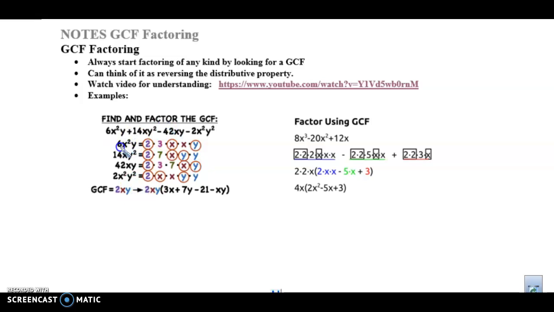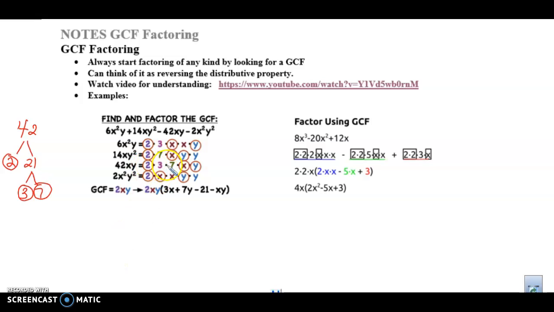And so we know that 2 times 3 is 6. And x times x is x squared, and y is just y. 2 times 7 is 14. X is x, and y squared is y and y. And then the same with the others. 42, if you did a factor tree, I know that 2 goes into it 21 times. And then I know that this is composite, and I can take that 3 times 7, and now I have 3 sets of prime numbers.